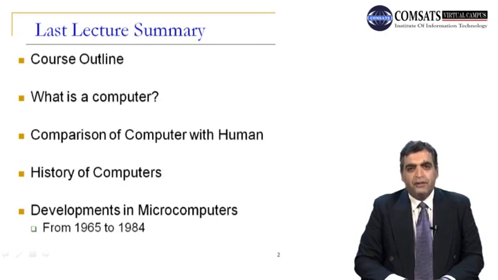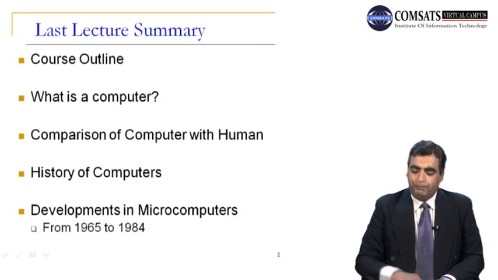The first generation used the technology of vacuum tubes. Then the second generation used the technology of transistors. The third generation of computers made use of small and medium scale integration in ICs. The fourth one is very large scale integration, and the fifth generation is artificial intelligence based computers. So this is what we discussed in lecture number 1. I hope you have cleared all the concepts from lecture number 1.